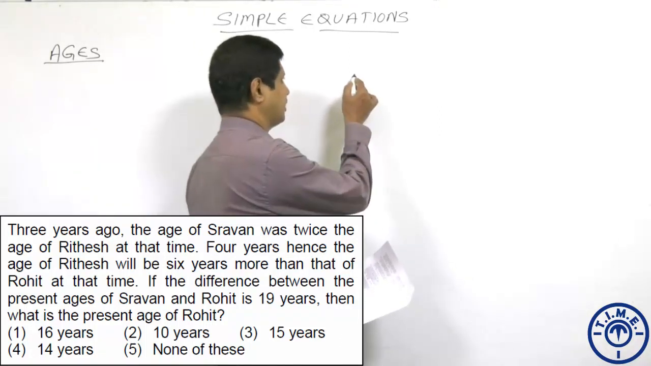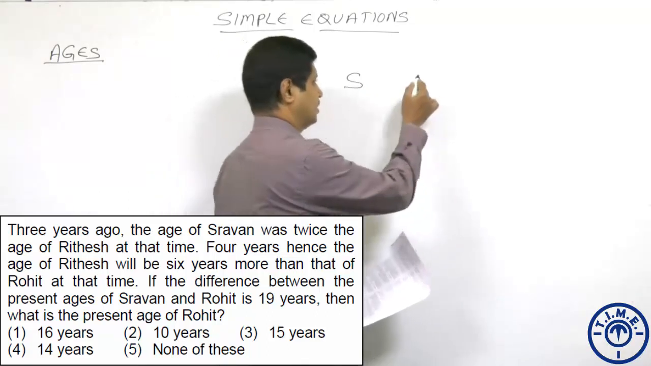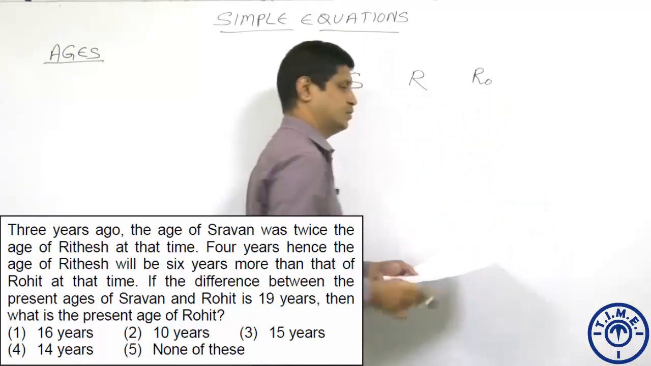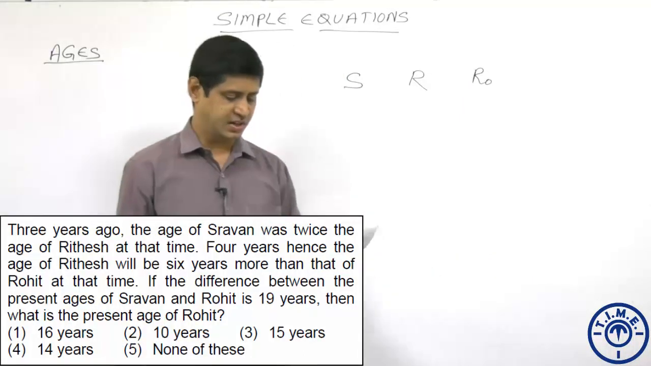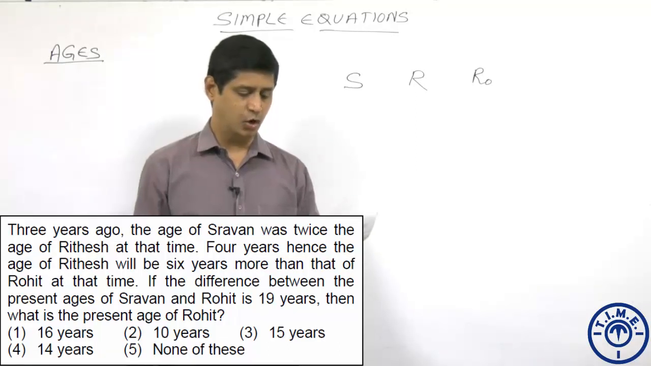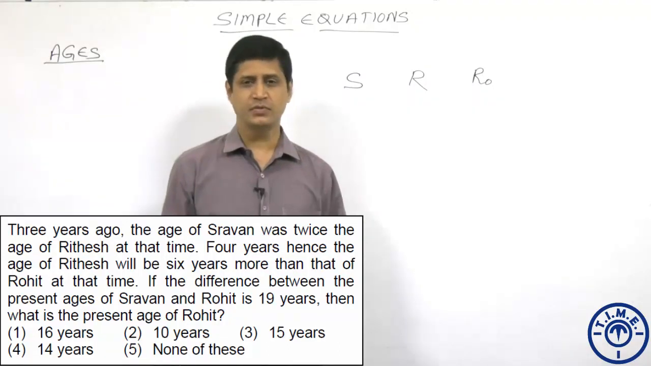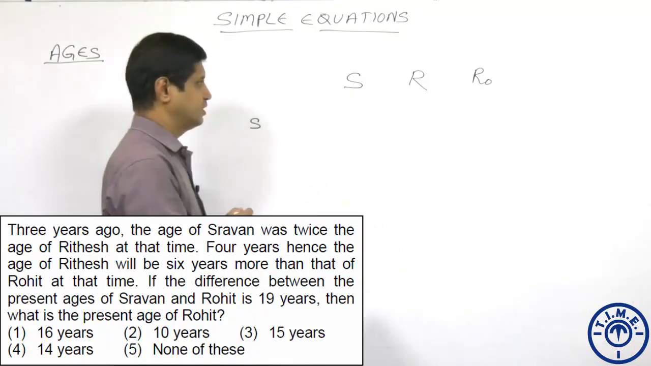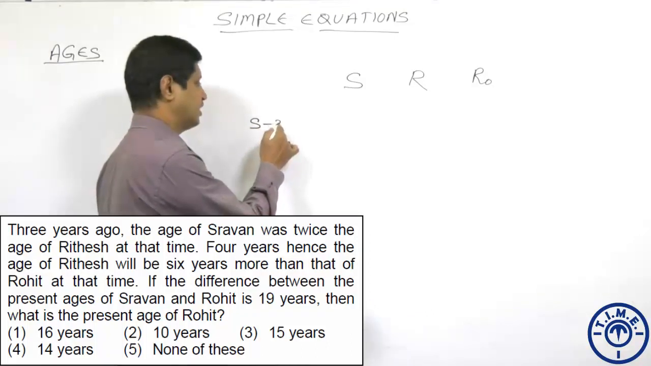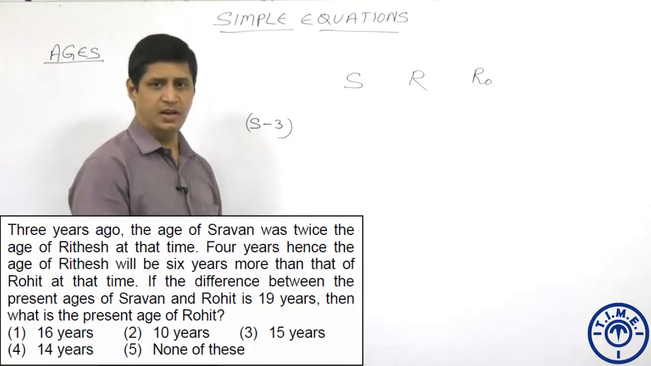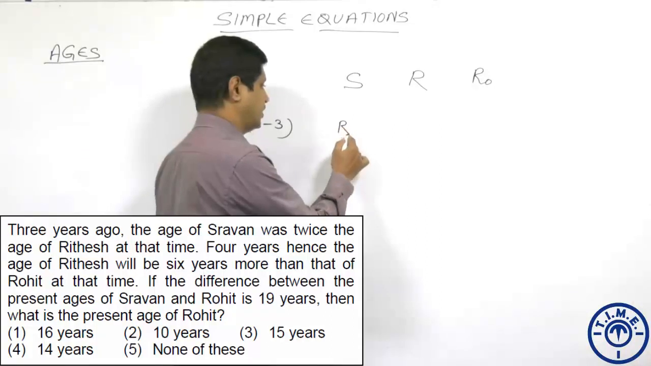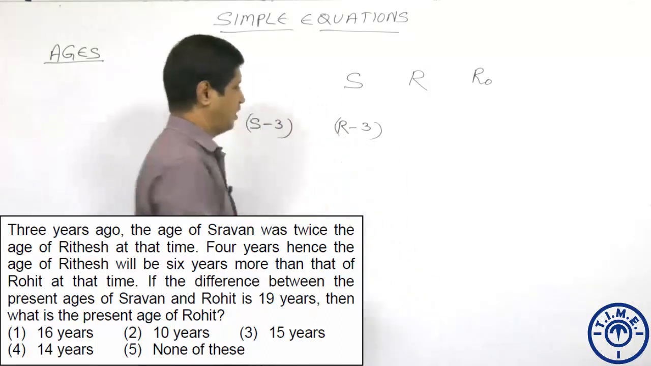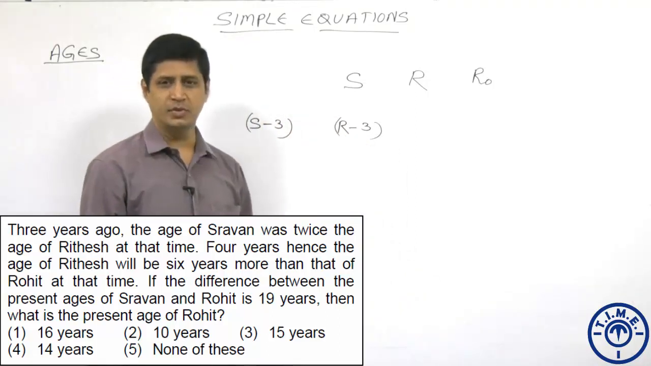Now, 3 members means I am taking Shravan as S, Ritesh as R, Rohit as RO. These are the 3 members. Now, what is the first condition? 3 years ago, Shravan was twice the age of Ritesh at that time. 3 years ago means now present age of Shravan is S, 3 years ago means S minus 3. Similarly, Ritesh presently is R, 3 years ago means R minus 3.